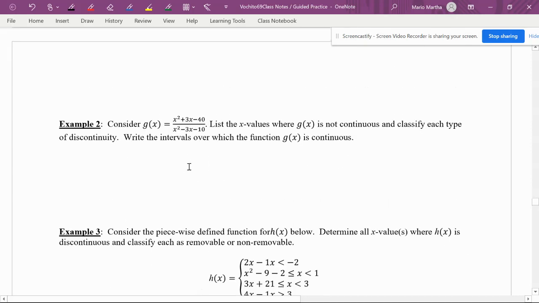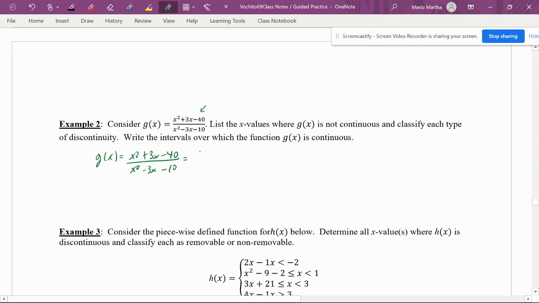And then example 2, consider g of x equals x squared plus 3x minus 40, over x squared minus 3x minus 10. List the x values where g of x is not continuous and classify each type of discontinuity, and then write the intervals over which the function g of x is continuous. The first thing we want to do is look at the function. Now remember, we can't just cancel things out on top and bottom randomly. We have to make sure that everything is already multiplying, so we want to factor this.